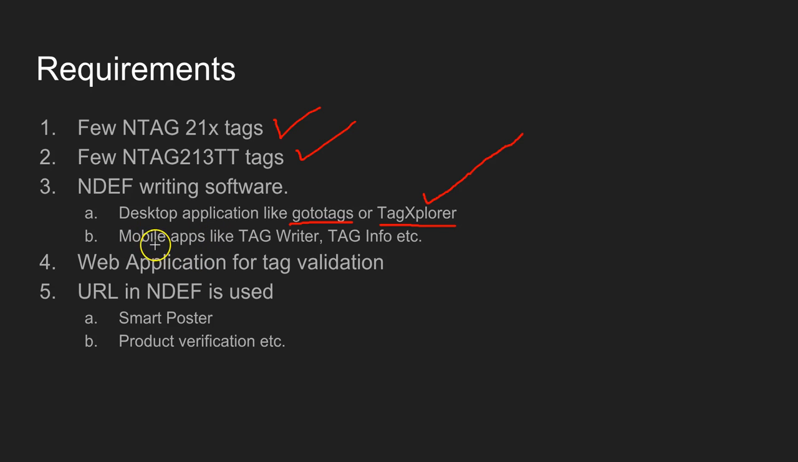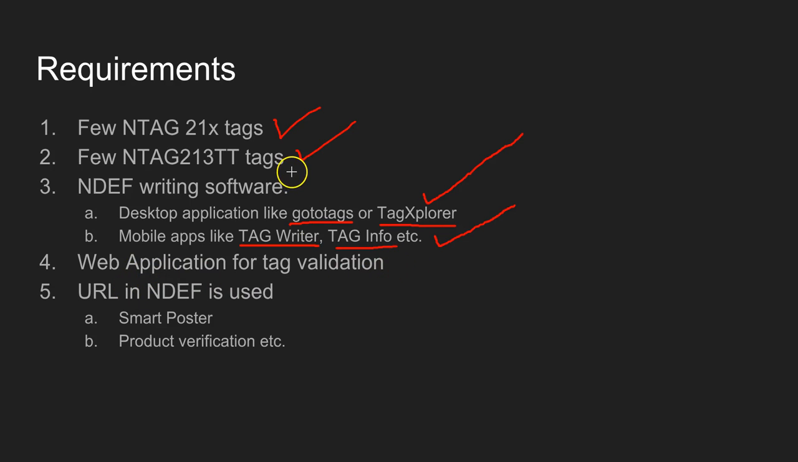Or you can also use some mobile apps. These days there are so many mobile apps which can create NDEF messages on an NFC tag. Some of the ones I have used are NXP's Tag Writer and TagInfo, and there are so many other apps. You can find them all on Google Play, or probably in the Apple Store as well.